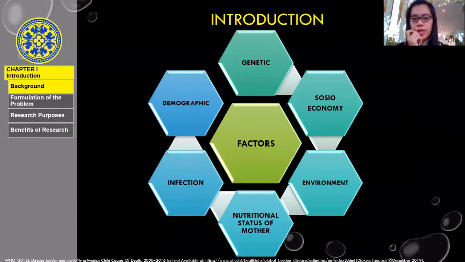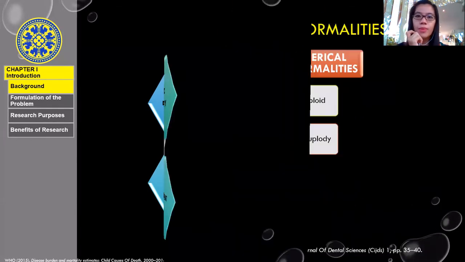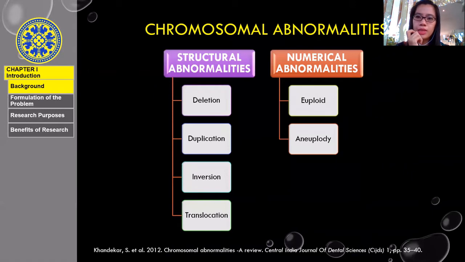The factors can come from genetics, socioeconomic status, the environment, the nutritional status of the mother, infection of the mother, and demographics itself. Chromosomal abnormalities come from 2 types: structural abnormalities and numerical abnormalities. The structural ones can come from deletion, duplication, inversion, translocation. From numerical, we know that there are euploidy and aneuploidy chromosomal abnormalities.